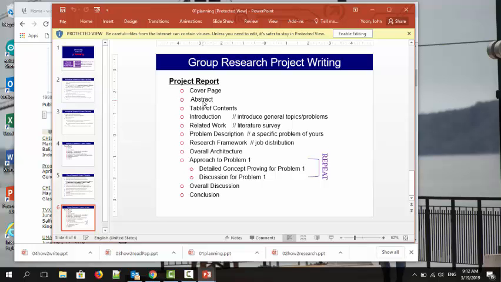Introduction, same as your individual project. There you have to introduce general topics and problems and the related work. As you read your articles, you have to summarize those articles, and your summary or your findings from the articles should be written in that section.